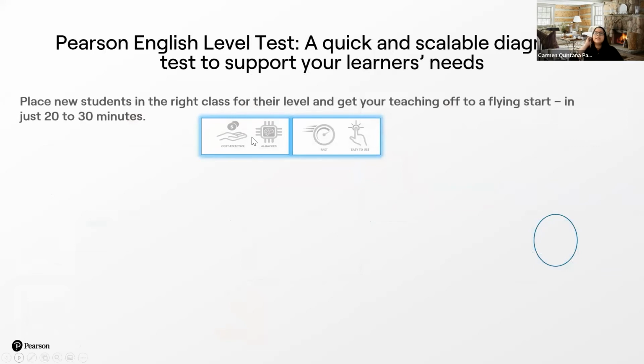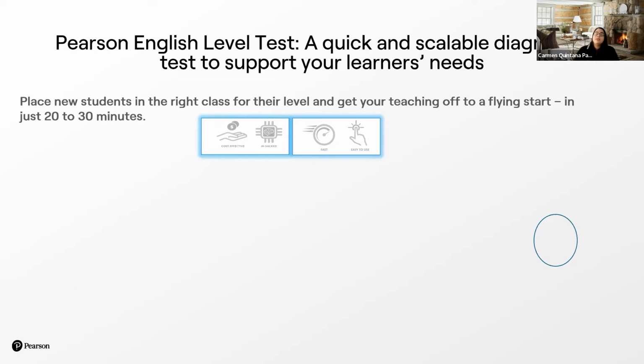First thing I want to mention is the Pearson English Level Test. Now, this is a quick and scalable diagnostic test to support your learners' needs. One of the things that we've heard from educators before going into the development phase of this tool was that correctly placing candidates can be a challenge, because candidates are trained to perform a certain way in multiple choice assessments, for example, which are a common way for us to do this.